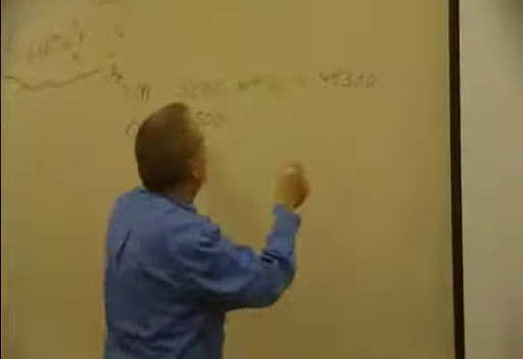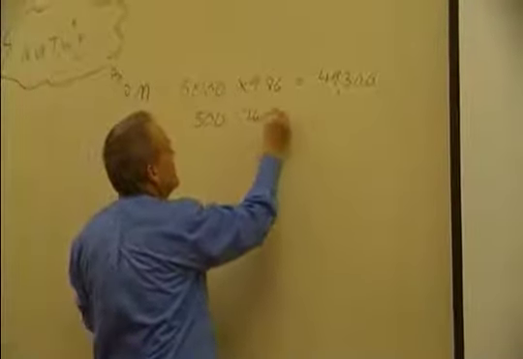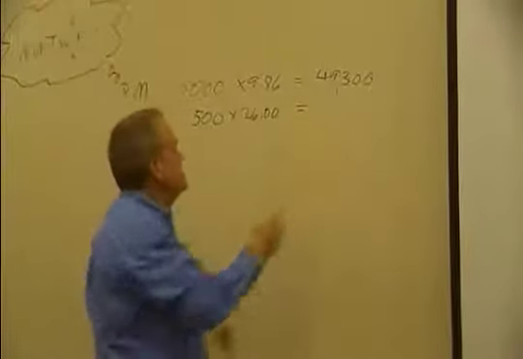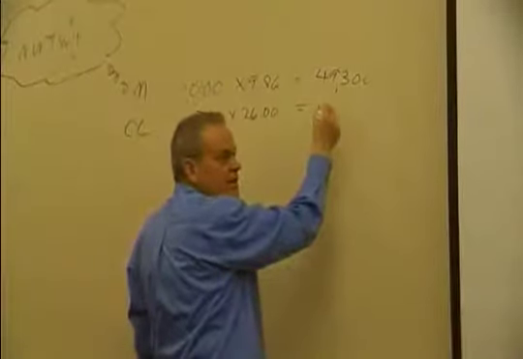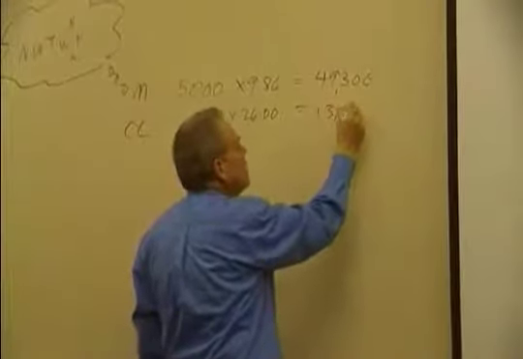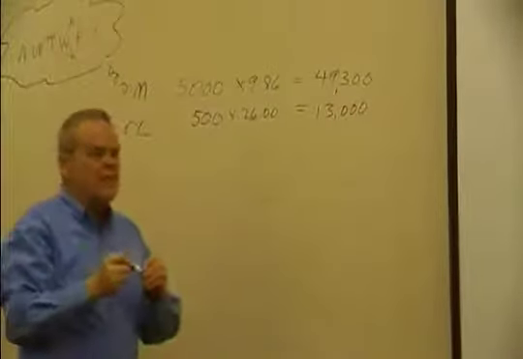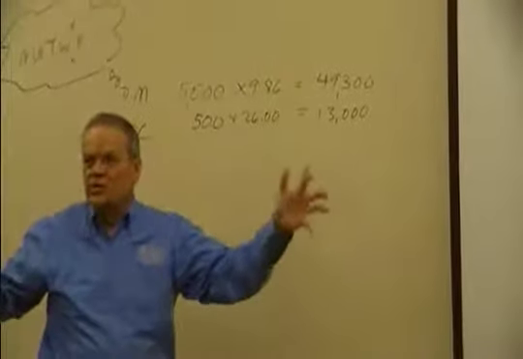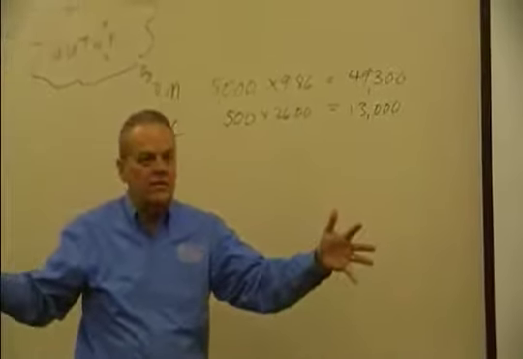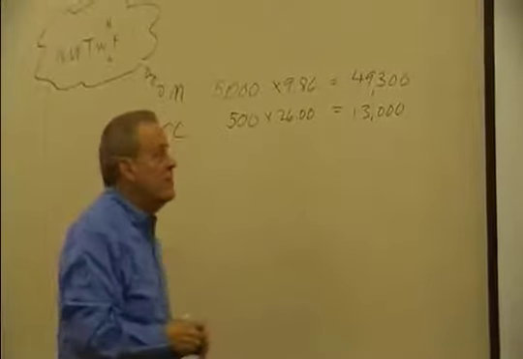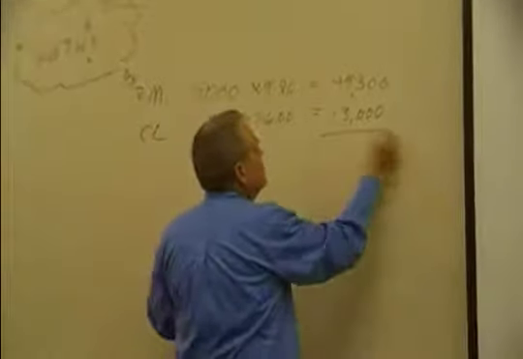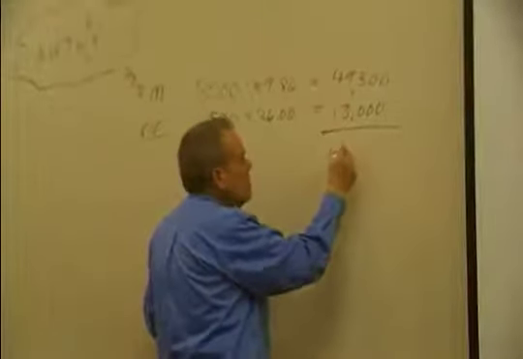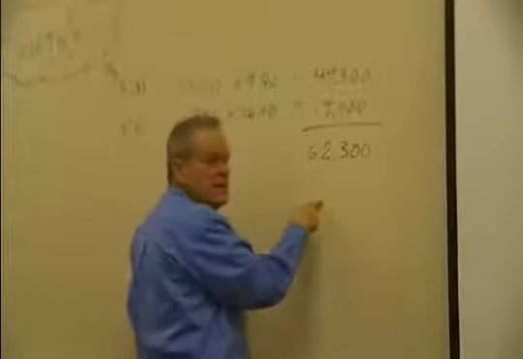So, 500 times $26, that's what labor and overhead cost in this department this month. Anybody got me this number? 17,000, is that what I heard you say? 13,000. I want to compliment you. I gripe at you a lot. I'm hearing a wider participation than I've heard in a long time in a discussion group. Thank you for participating. 49,300 plus 13,000 is 62,300.